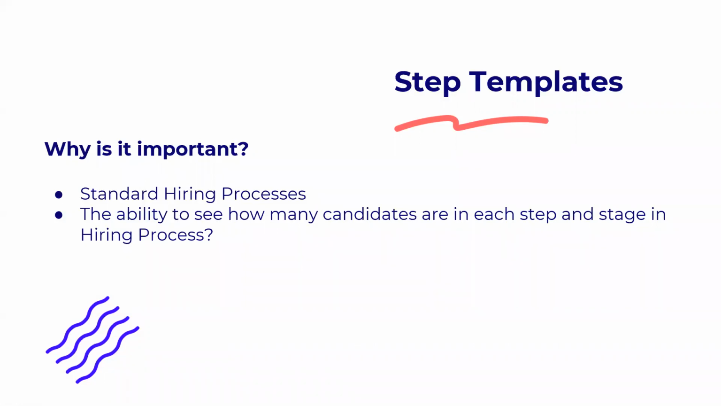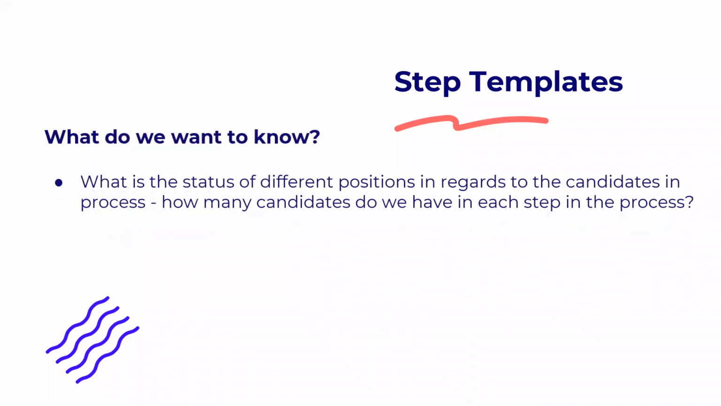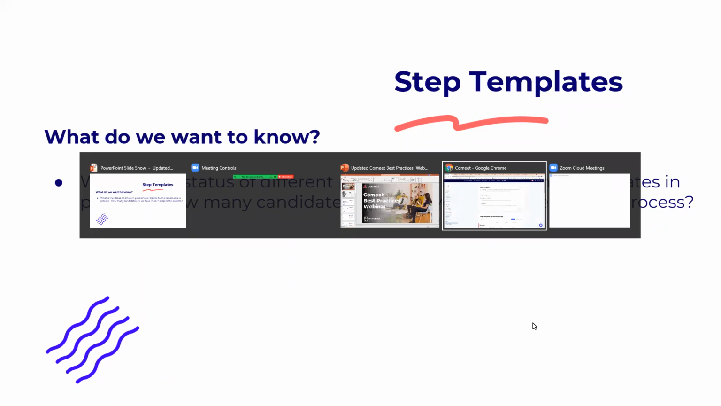The reason why step templates is such an important topic for us is because this is how we can make sure we have a standard hiring process. This will help us see how many candidates are in each step and at each stage in the hiring process. That's going to be our main question when we look at reports. We want to look at the status of the hiring process, whether it's for one position or for the whole department. And once our step templates are aligned, we'll be able to see exactly how many candidates we have in each step, and there won't be any duplicates or a few steps that basically mean the same thing. So let's see how this looks in the system.